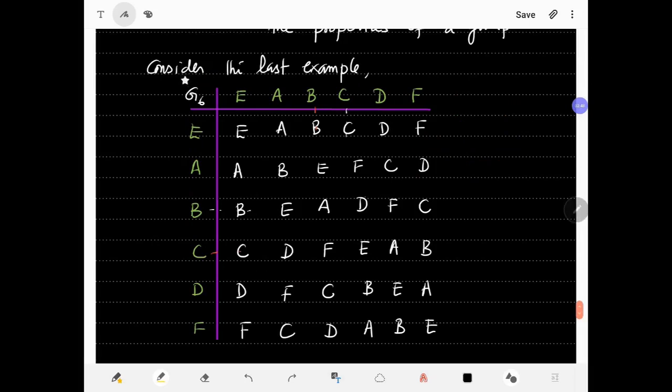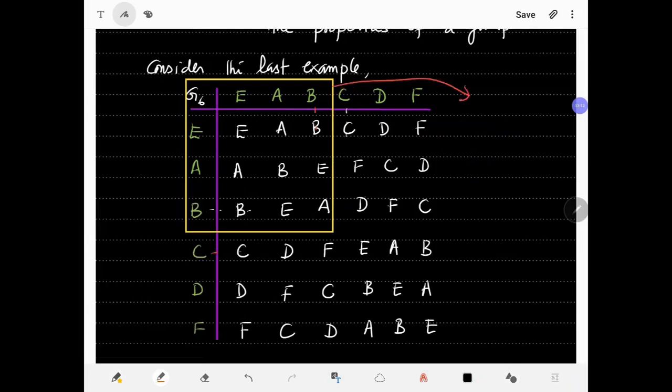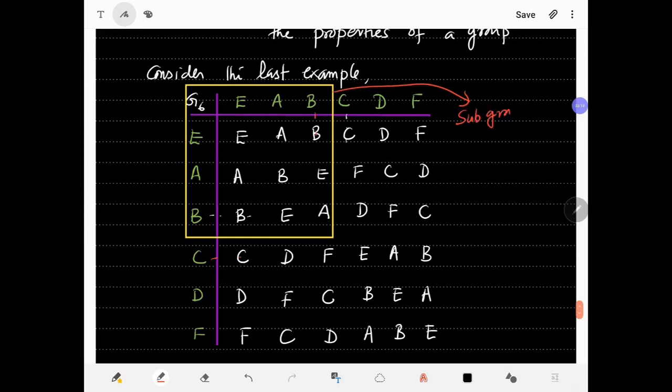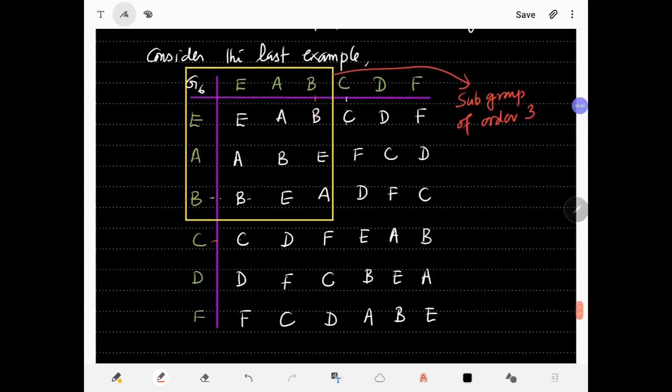Now consider from the previous example, if you take only the first three elements, that is in the yellow box, you will see that these three elements itself form a smaller group. And such a group is called a subgroup, which obeys all properties of a group multiplication table, which obeys the rearrangement theorem. You can check and verify it. So this subgroup is of order 3 and our main group is of order 6.